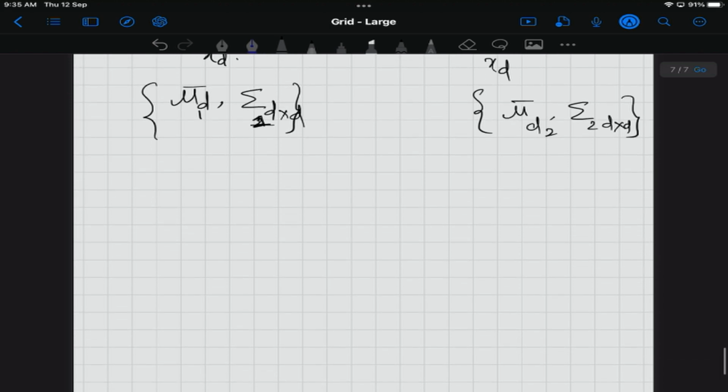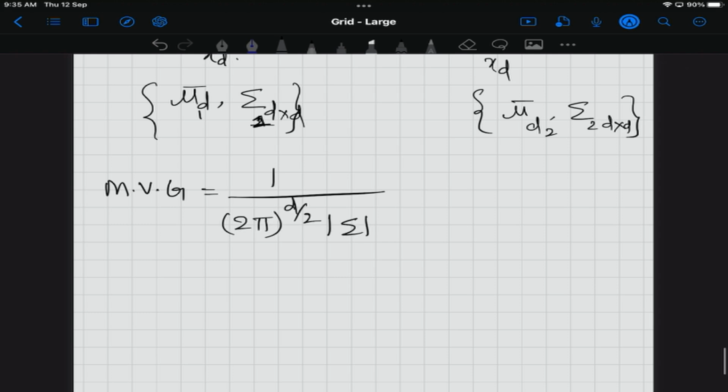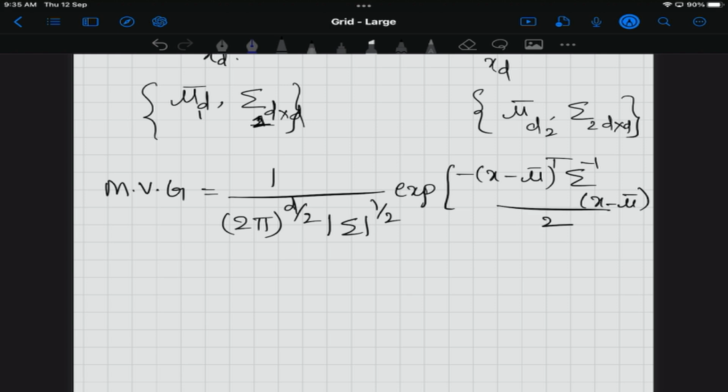Now, for the multivariate Gaussian, can you tell me the expression? I'll just write it down, and you verify whether it is right or not. Is this right? Is this correct?